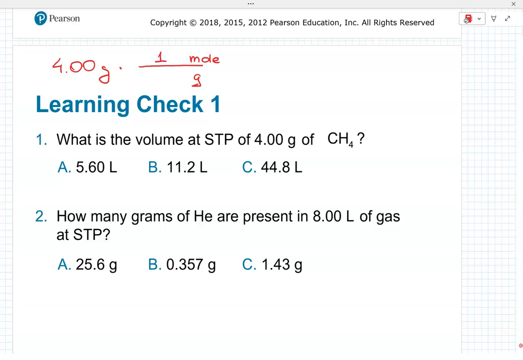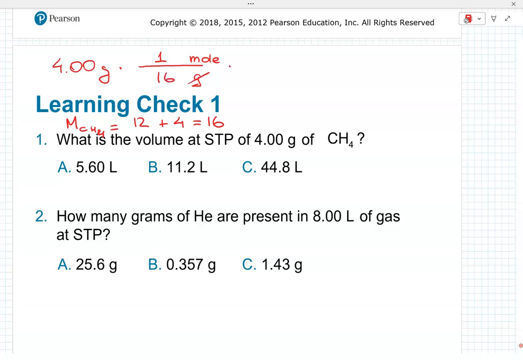What is the molar mass of methane? Carbon's 12, hydrogen's 1. So 1 carbon is 12, right? So the molar mass of CH4 is the molar mass for carbon, which is 12, plus 4, which come from hydrogens. So that's 16. Right?